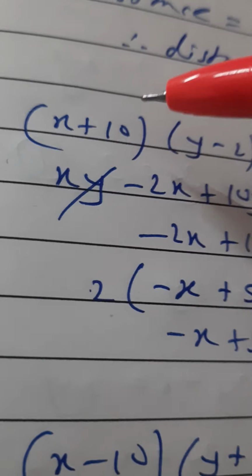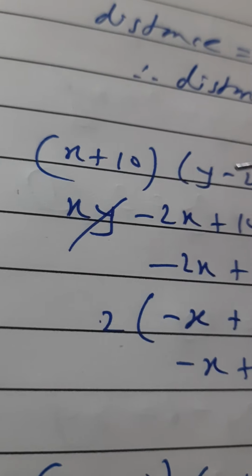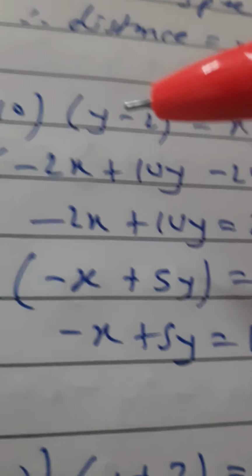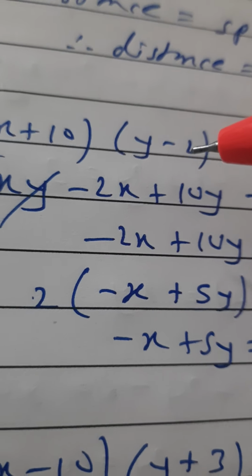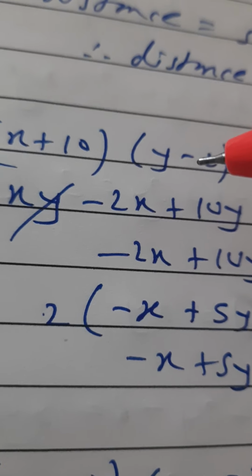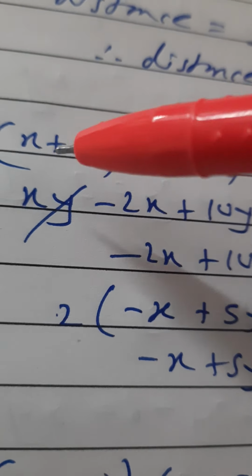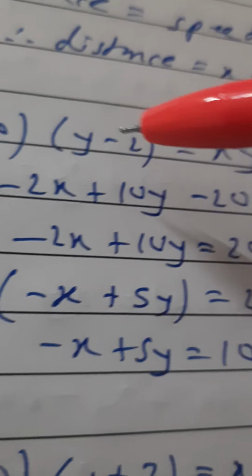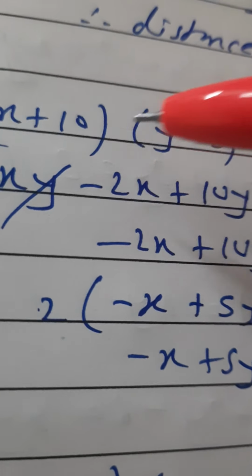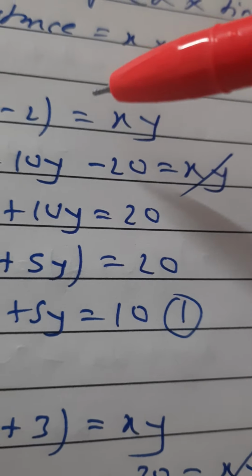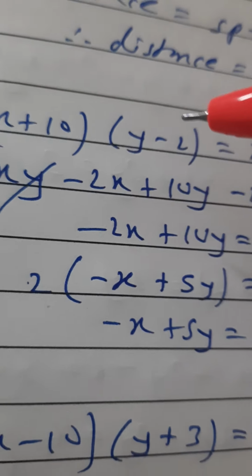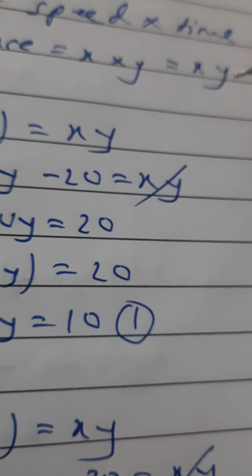So speed and time are given in the question: if the speed is increased by 10 km per hour, then the time becomes less by 2 hours. Because when we increase the speed, obviously the time taken to reach the destination will be less. So here the speed is increased by 10, so x plus 10. And the time is decreased by 2, so y minus 2. The product of speed and time will give you the distance, and distance is a constant, xy. Whatever you do with the speed or the time, the distance will remain xy. So this is a constant.